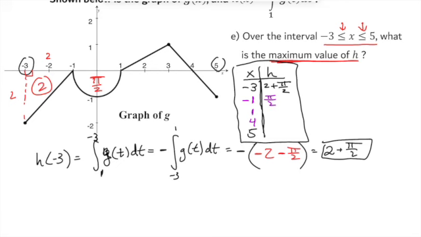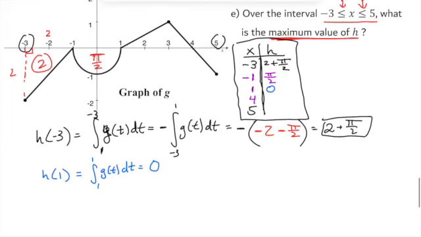At 1, this kind of works out nicely. H of 1 is the definite integral from 1 to 1. And remember, whenever the upper and lower limit are the same, there's 0 area captured because you haven't changed it at all. So that has a value of 0, so that's pretty easy. Now you do have to find h of 4 and h of 5.